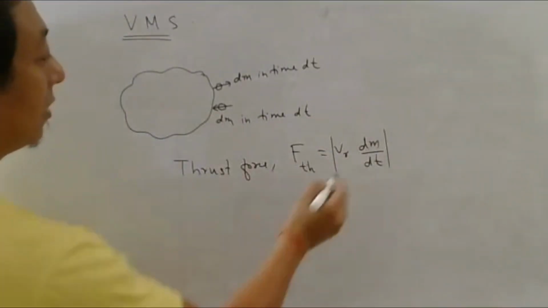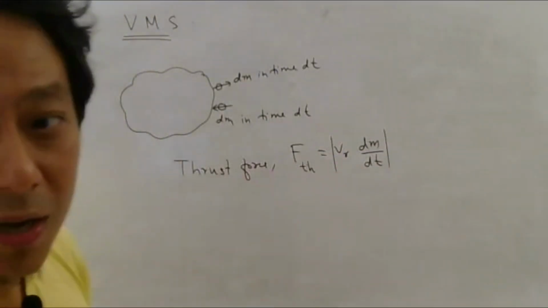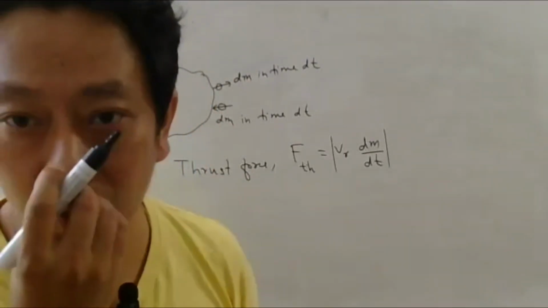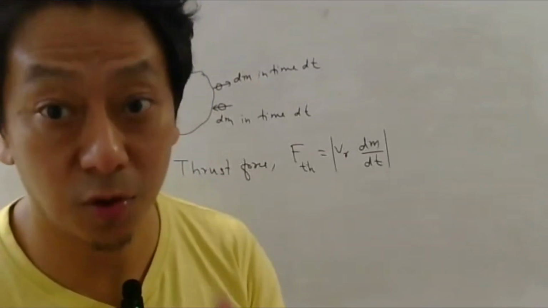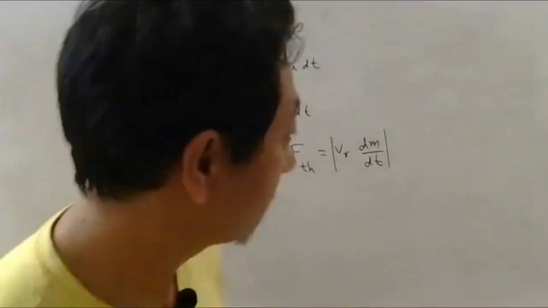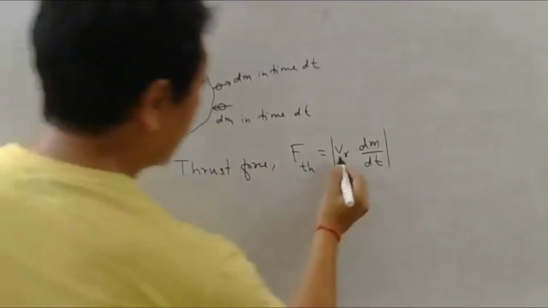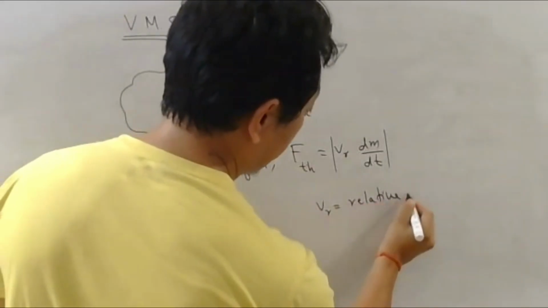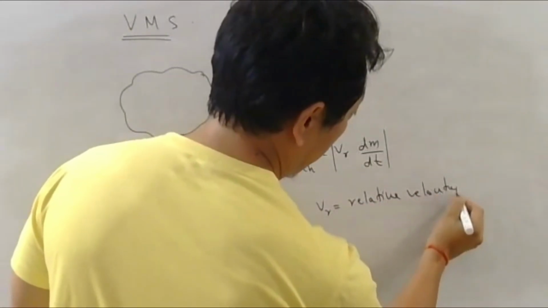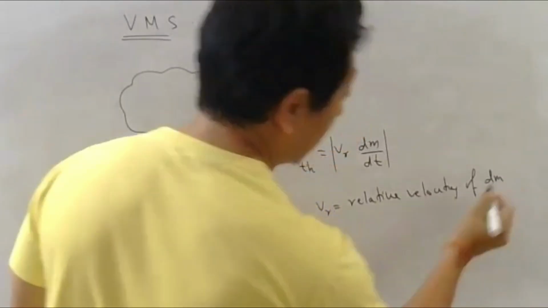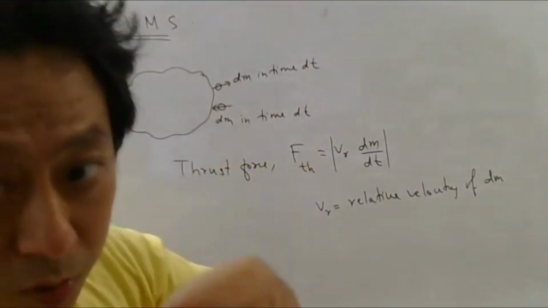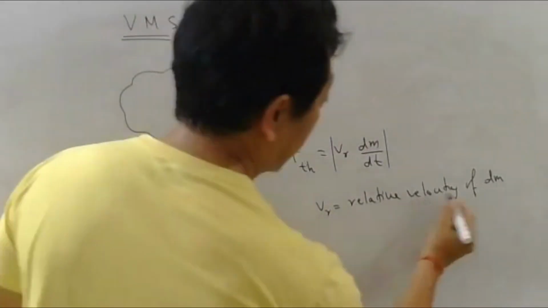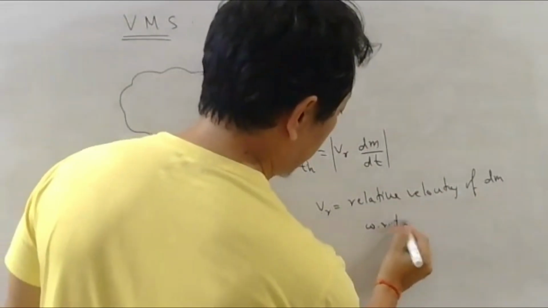What do you mean by dm/dt? Rate of gain of mass or rate of loss of mass. Like in a rocket, what will it be? Rate of loss of mass, because gases will come out. This V_R is what? This V_R is the relative velocity of dm, meaning the mass which comes in or goes out. So, relative velocity of dm with respect to the system.